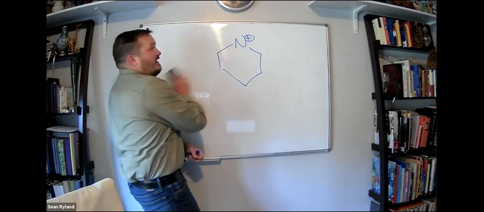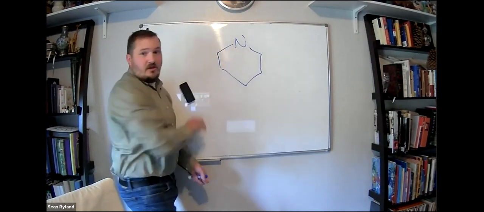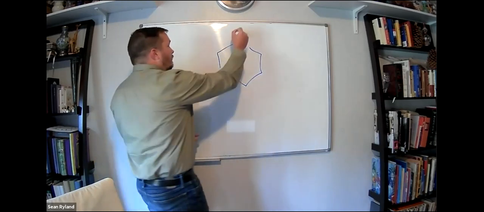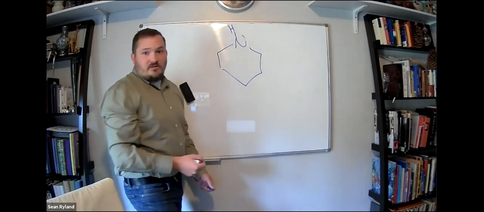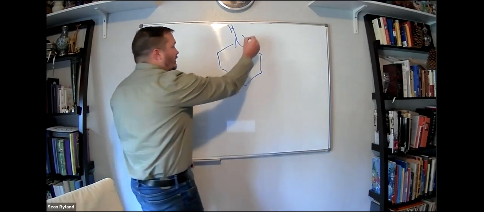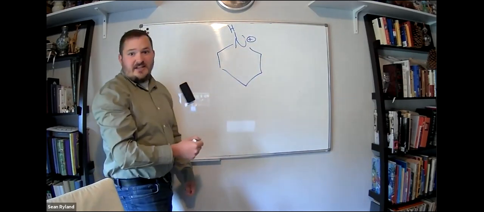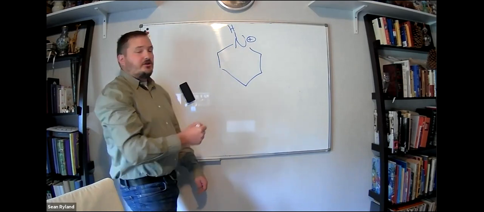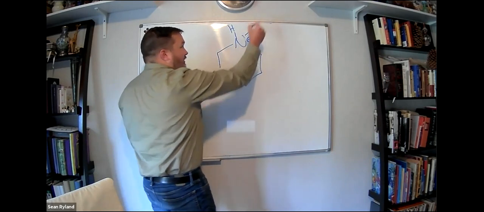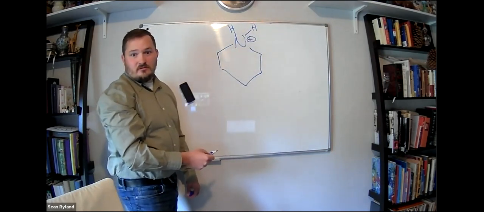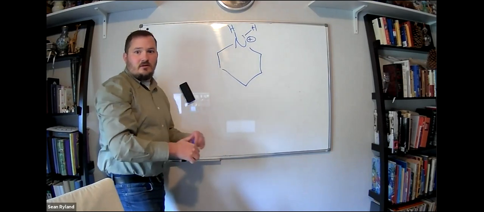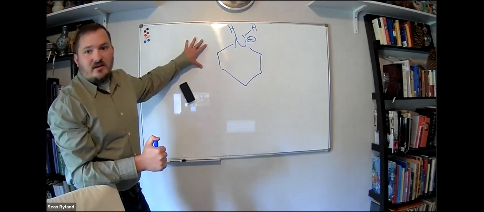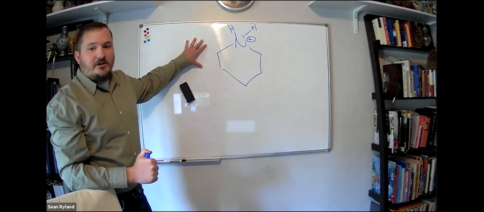So if it didn't have a charge at all, we know nitrogen, when it's neutral, needs three bonds, right? So that would be if it was neutral. If it's got a positive charge, it's sharing more than it wants to, right? So a nitrogen with a positive charge has four bonds. And so the charge will tell us a lot about how many hydrogens are attached to things.